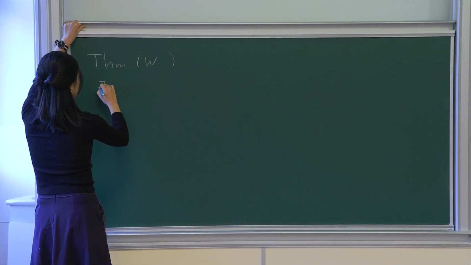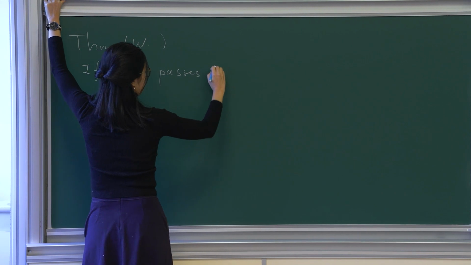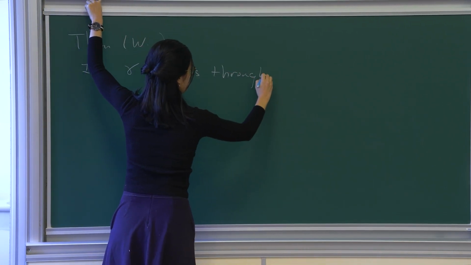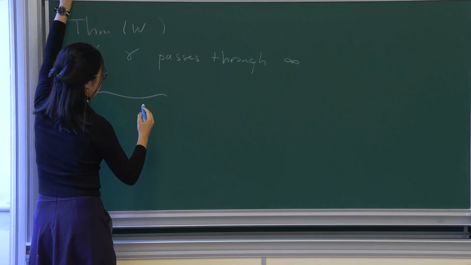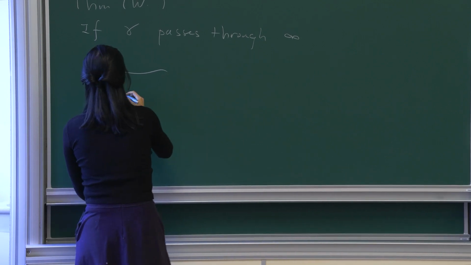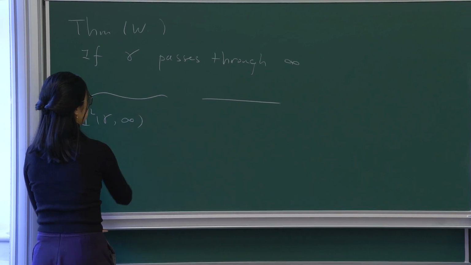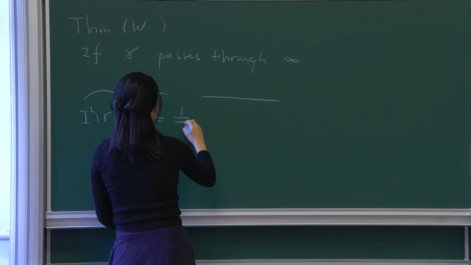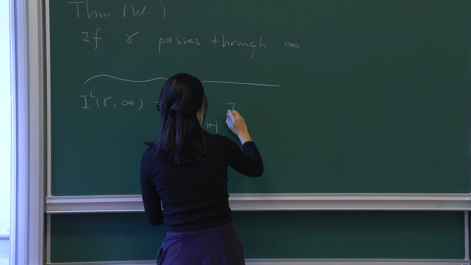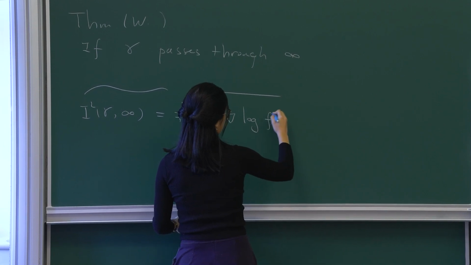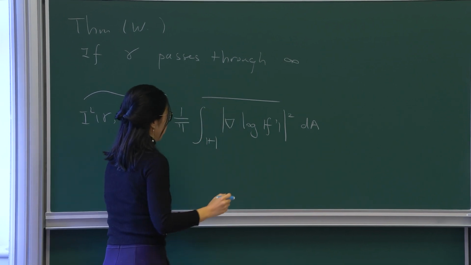So if the curve gamma, a Jordan curve, passes through infinity, so that would be an infinite curve, then we have that the Loewner energy of gamma rooted at infinity equals 1 over pi. I'm going to write it in a different way. So it's the gradient of log f prime squared integrated against the Euclidean area measure.